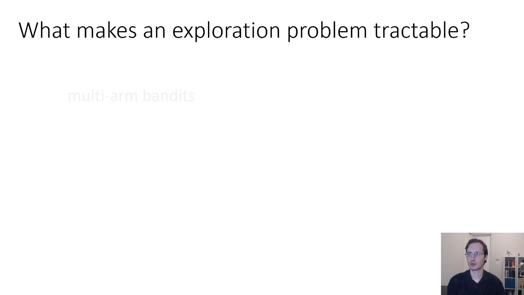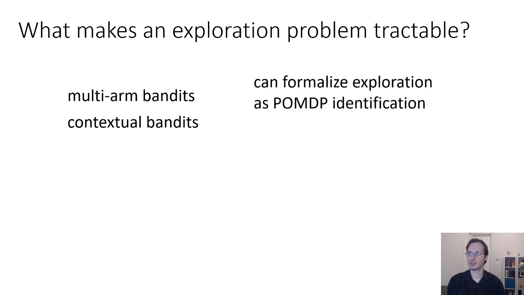So what makes an exploration problem tractable? Well, for multi-arm bandits and contextual bandits, one of the things we can do is we can formalize the exploration problem as another kind of MDP, or rather a partially observed MDP, a POMDP. While the multi-arm bandit is a single-step problem, you can view the problem of exploring in the multi-arm bandit as a multi-step problem, because even though your actions don't affect your state, they do affect what you know. So if you explicitly reason about the evolution of your beliefs, that now forms a temporal process, which is technically a partially observed MDP, and then you could solve it using POMDP methods.